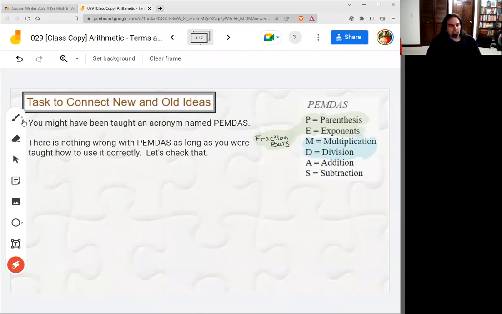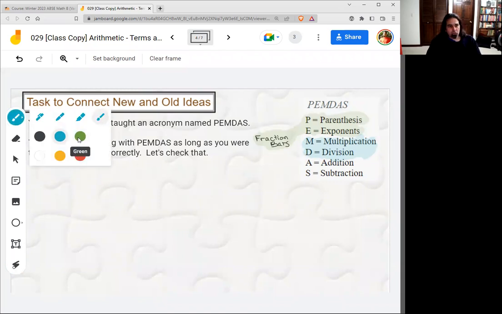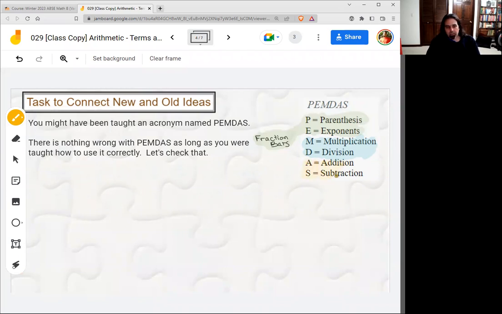And then lastly, addition and subtraction have the same priority and are the last thing. So there's really only three colors, only three steps. Pay attention to grouping symbols, do the multiplication and division, and then do the addition and subtraction. And if there are things that have the same priority, then go the way we read from left to right.